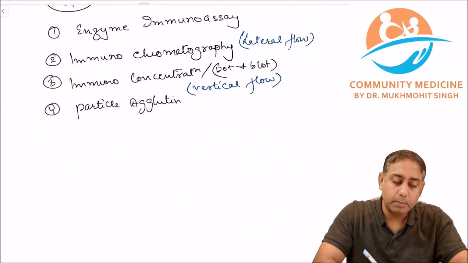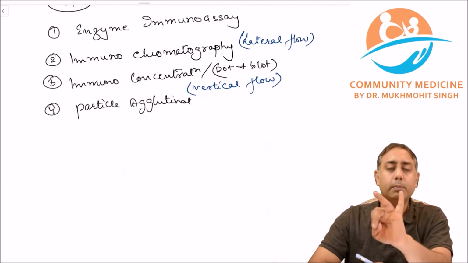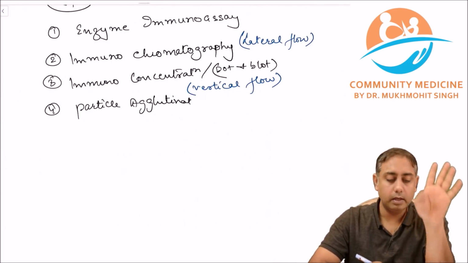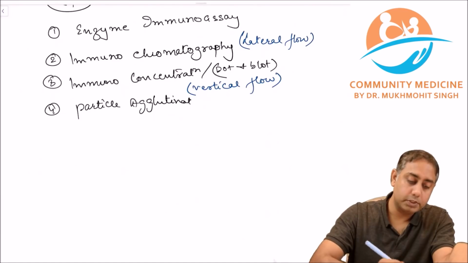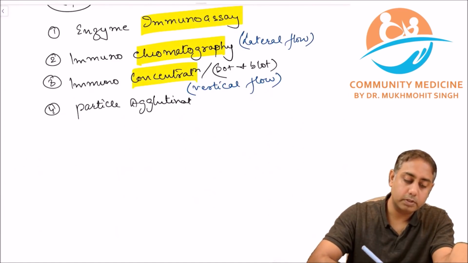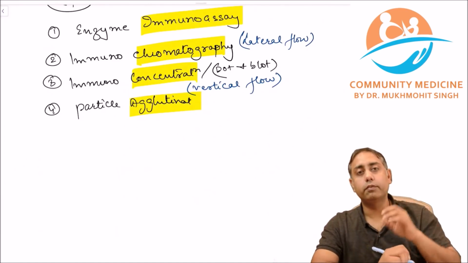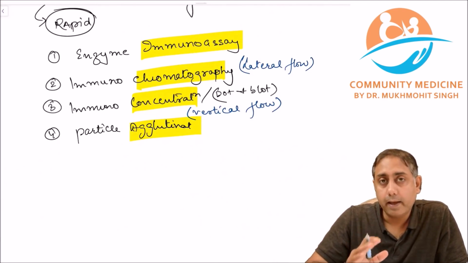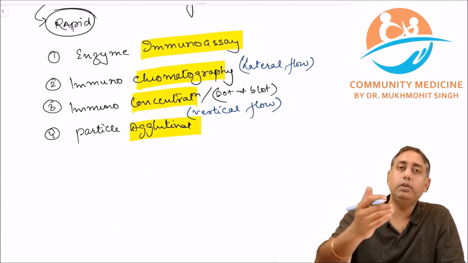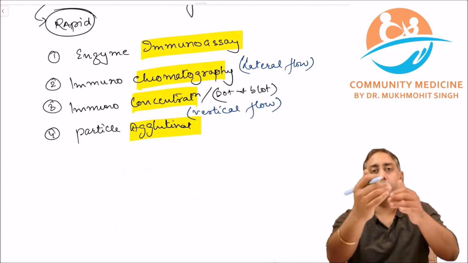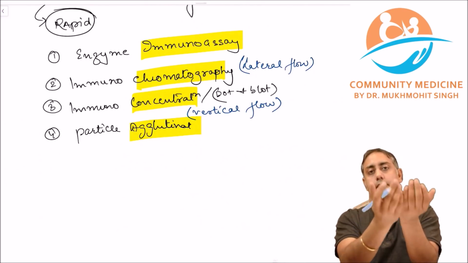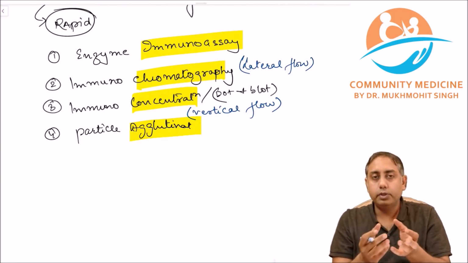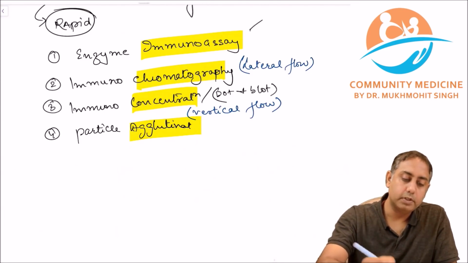So you can just remember there is an immunoassay, chromatography, concentration method or dot blot method, and an agglutination method. So immunoassay, chromatography, concentration, agglutination. These are the four usually taken up modalities under ICTC as rapid investigations. In your ICTC, you can use any of the following in the first test, and then the second, and then you take up the third or the fourth. Usually we take up immunoassay as the first investigation.